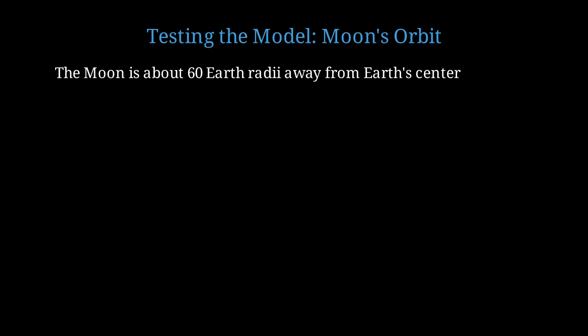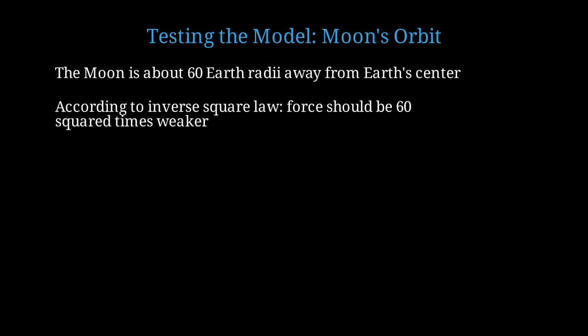One of Newton's most famous tests was comparing the force that keeps the moon in orbit with the force that causes objects to fall on Earth. The moon orbits at a distance of about 60 Earth radii from the center of the Earth. If the inverse square law is correct, the gravitational acceleration at the moon's distance should be 60 squared, or 3,600 times weaker than at Earth's surface. The ratio of accelerations should be 1 over 3,600.